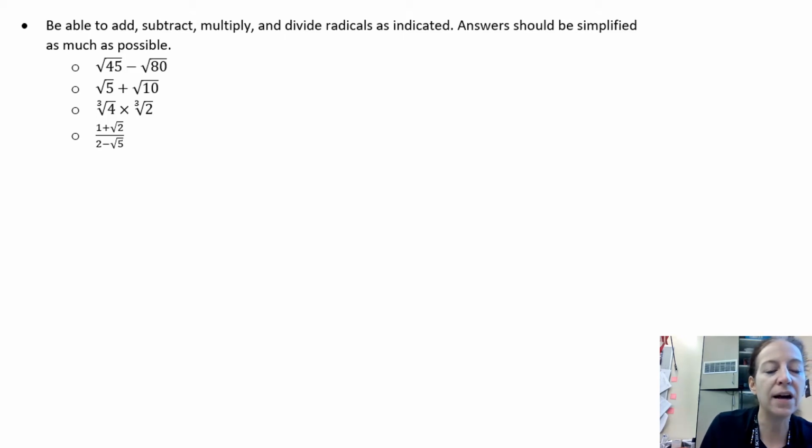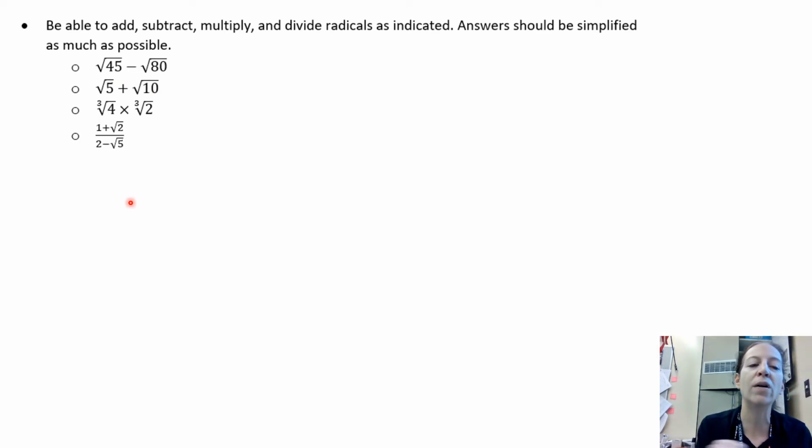So key idea here is that when you're adding or subtracting, the radicands have to match, okay? And so what we have here, we have subtracting, adding, this one's multiplying, and then this is a division one. But you have the adding and subtracting, the radicands have to match. So 45 does not match with 80, 5 does not match with 10. So at first you might think, oh, I can't add or subtract those.